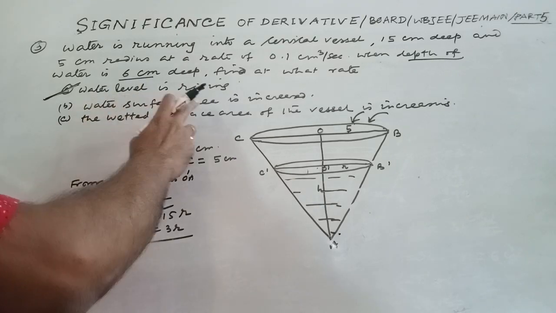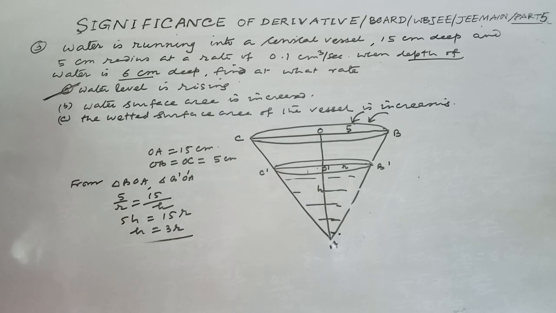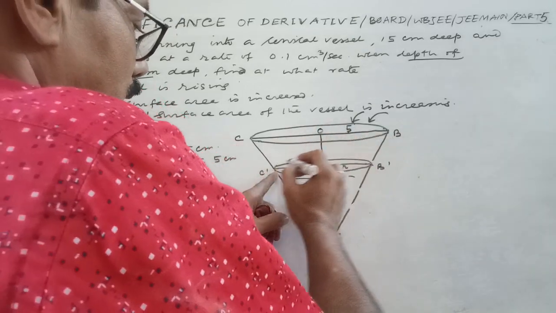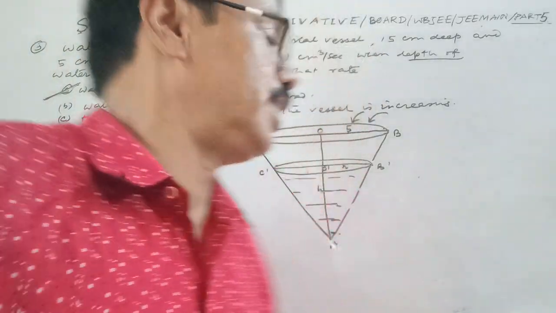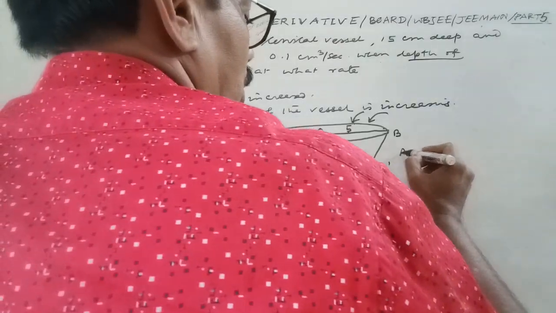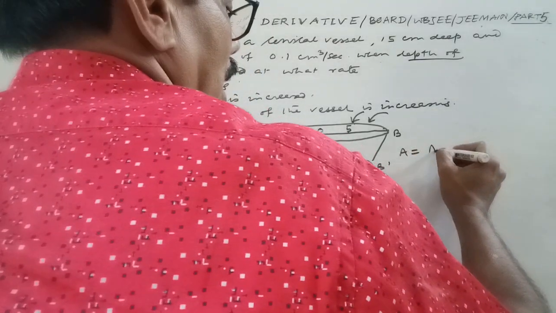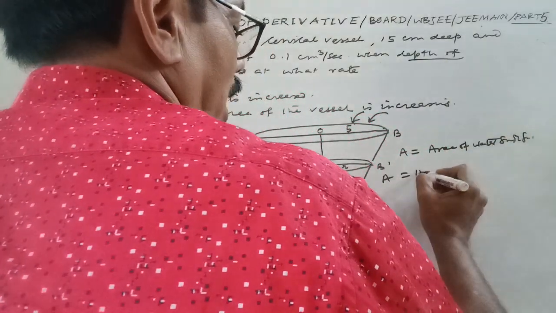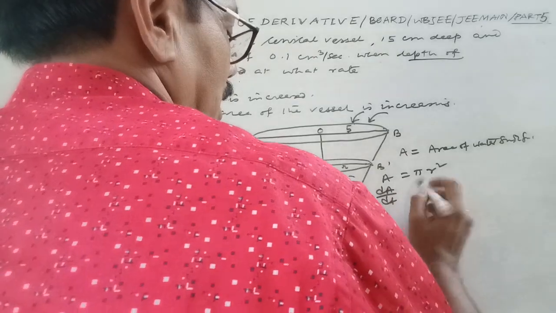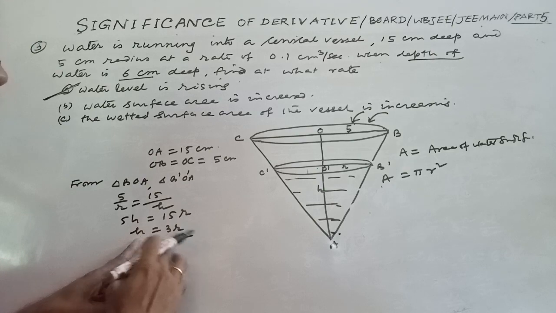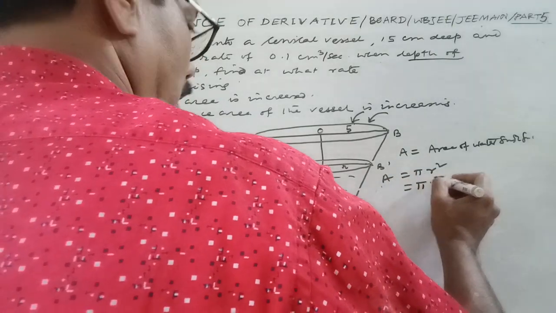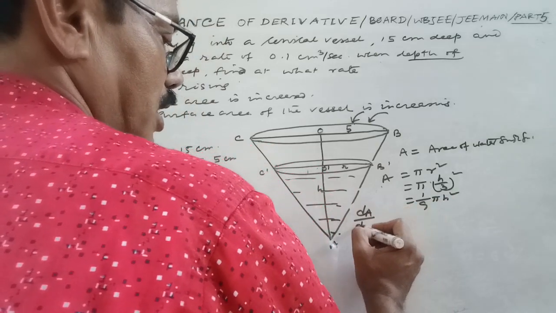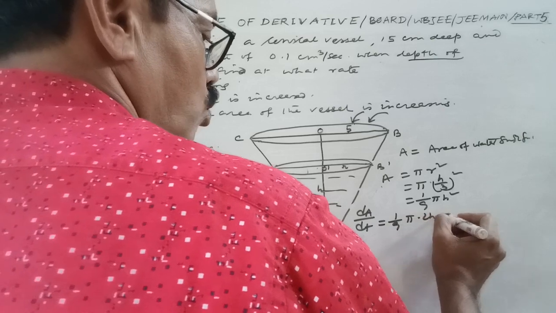Find the rate at which the water surface is increasing. Now, this is a cone, so the upper part is a circular part. You have to find dA by dt. A equals the area of the water surface. So A equals pi r square. So what is dA by dt? You have to put the value of r. So pi into r square, which is H by 3 whole square, so 1 by 9 pi H square. Now dA by dt equals 1 by 9 into pi 2H dH by dt.